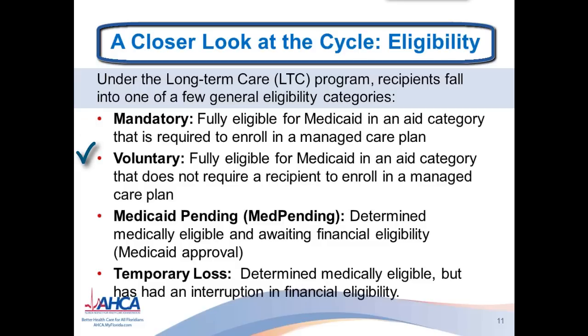Voluntary, fully eligible for Medicaid in an aid category that does not require a recipient to enroll in a managed care plan. Medicaid pending, also known as med pending, determined medically eligible and awaiting financial eligibility, Medicaid approval. And temporary loss, which means determined medically eligible but has had an interruption in financial eligibility.